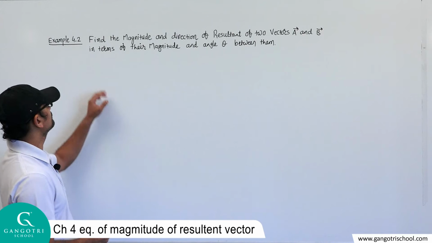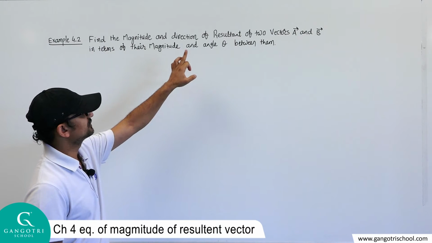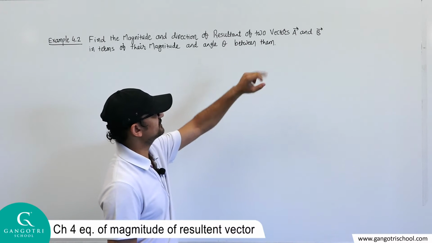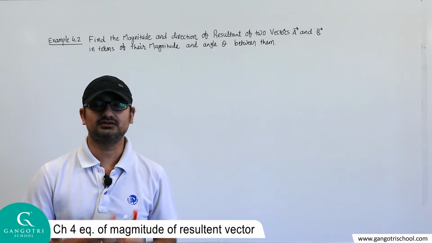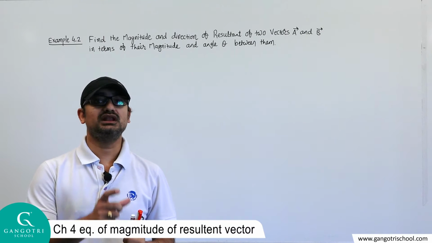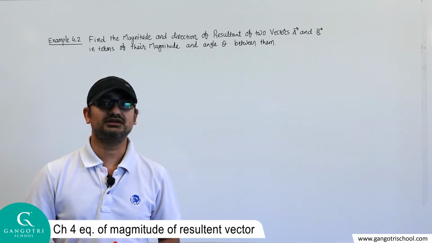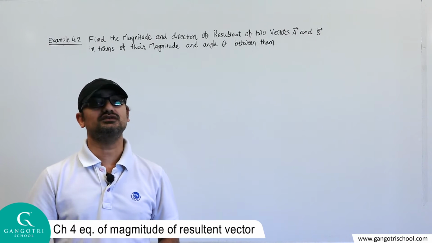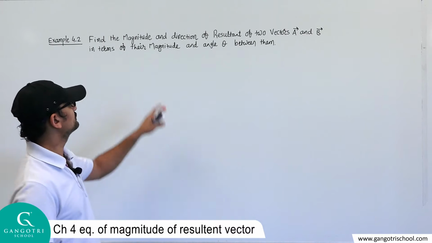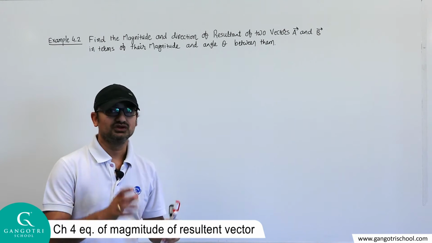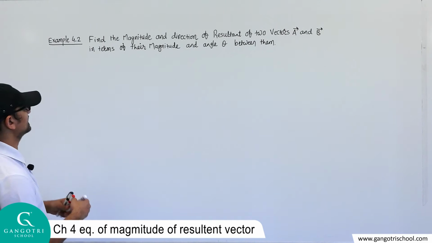Now the question is, find the magnitude and direction of the resultant of two vectors A and B. So here suppose we have two vectors A and B, and we would like to find their resultant vector. After getting the resultant vector, we would like to find the magnitude of the resultant vector as well as the direction of the resultant vector in terms of the magnitude and angle theta between them. You will understand the question once I draw the diagram. So please observe this diagram.